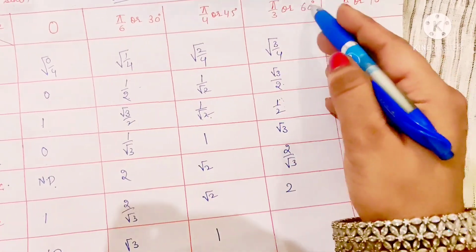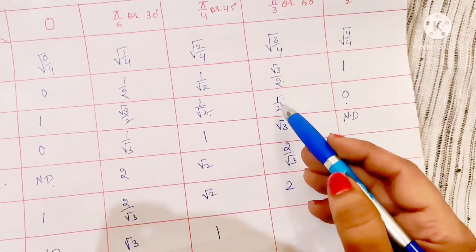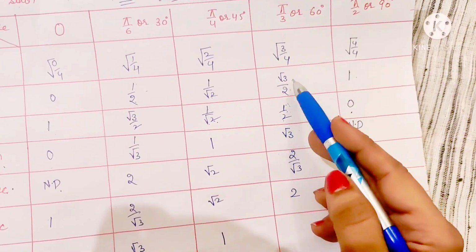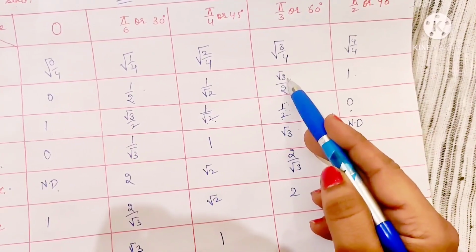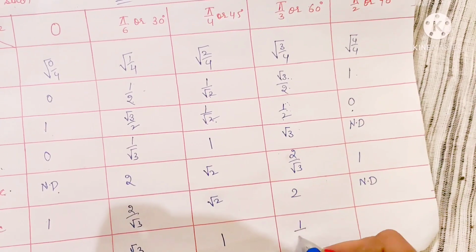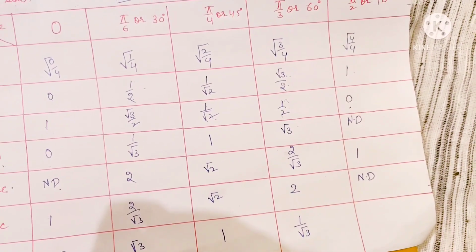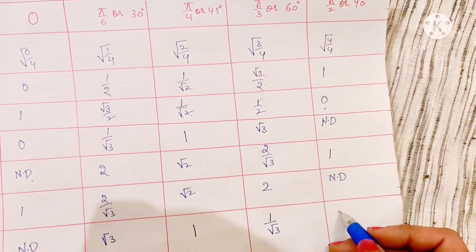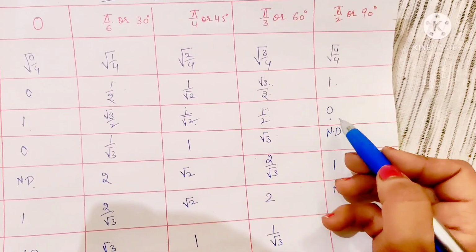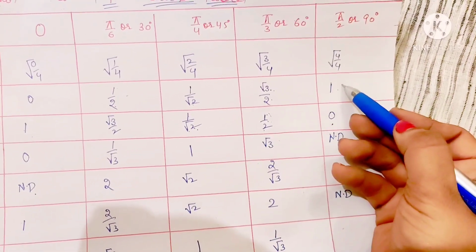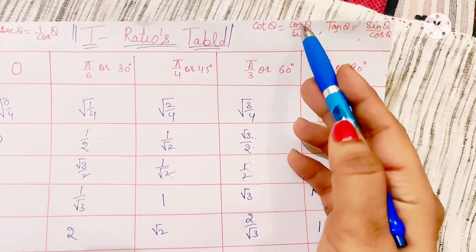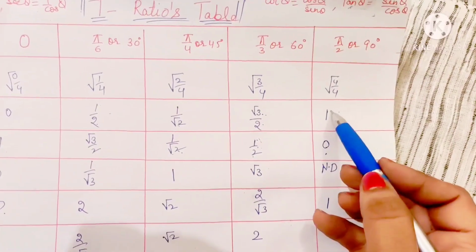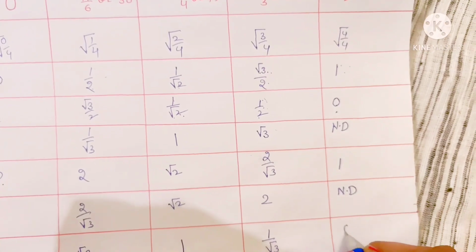For cot of 60 degree, again divide cos theta by sin theta. 1 by 2 divided by under root 3 by 2, which is equal to 1 by under root 3. And last one, for cot of 90 degree, again divide cos by sin. According to this, 0 divided by 1, which means 0.